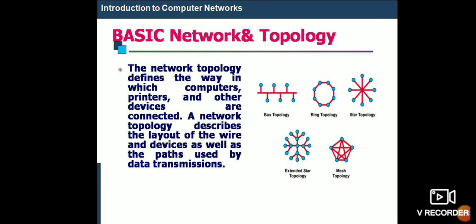This one is the star topology. The nodes are connected in the star form. They are centrally connected to each other. Extended star topology, where the star is further extended. Mesh topology, where the nodes are closely connected to each other.